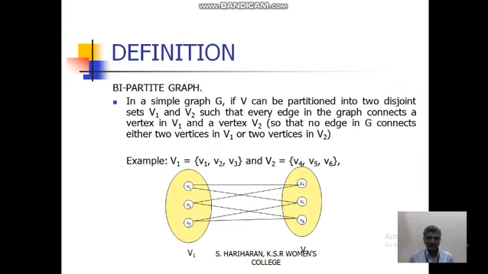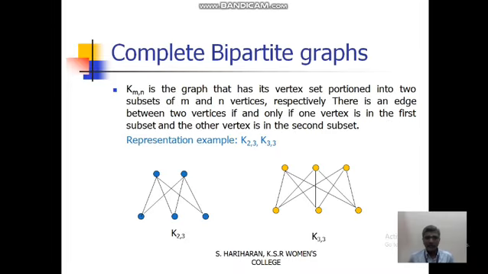Next, bipartite graph. In a simple graph G, if the vertex set V can be partitioned into two disjoint sets V1 and V2 such that every edge in the graph connects a vertex in V1 and a vertex in V2. And complete bipartite graph, represented by the symbol Km,n, is the graph that has its vertex set partitioned into two subsets of m and n vertices respectively. There is an edge between two vertices if and only if one vertex is in the first subset and the other vertex is in the second subset.